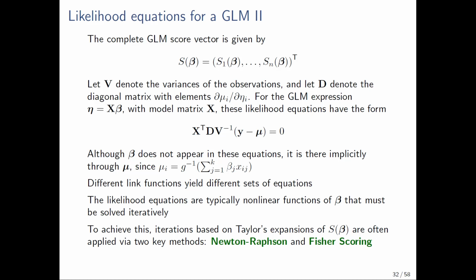So although β doesn't appear explicitly in these equations, it's there implicitly through each μ_i, since μ_i is the inverse link applied to the linear predictor. Different links yield different sets of equations, and importantly, the likelihood equations are typically nonlinear functions of β that must be solved iteratively. There's generally no closed form solution. To achieve this, iterations based on Taylor expansions of the score are applied via two methods, one called Newton-Raphson and one called Fisher scoring.